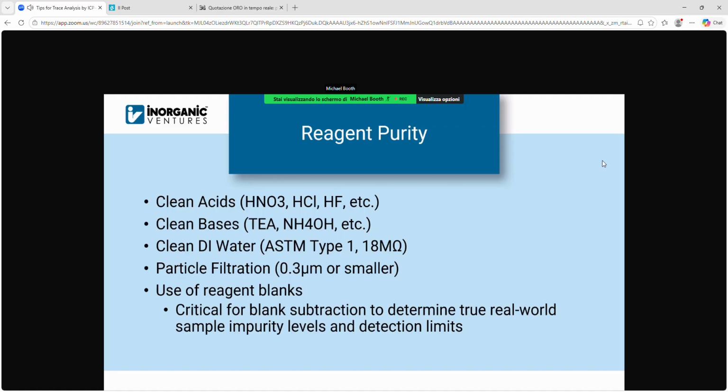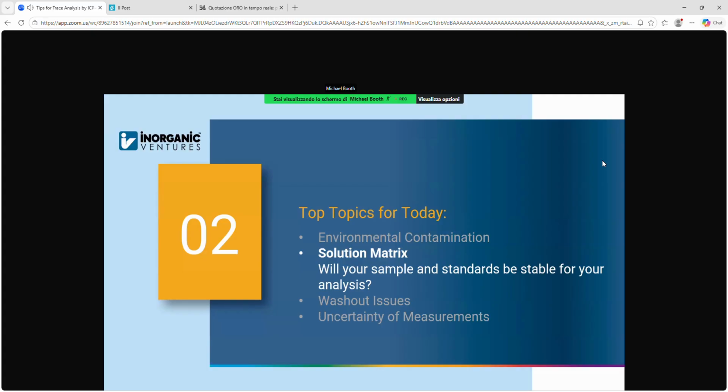All right. Next section we're going to talk about is solution matrix. So this comes up pretty frequently. I mentioned that we do custom products, so putting together custom standards for folks. How do we know that that custom product is going to remain stable in the bottle and not form precipitate or not have issues over time? So this is something we look at and we monitor all the time. We have, I think, some pretty great tips and tricks for folks.